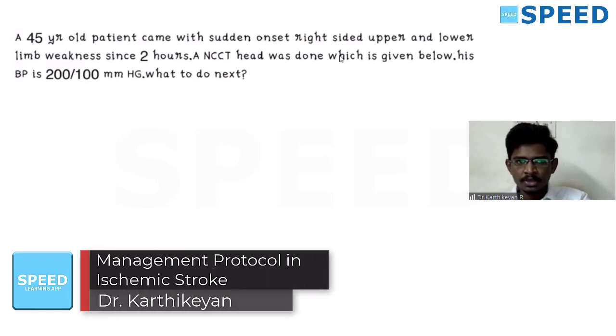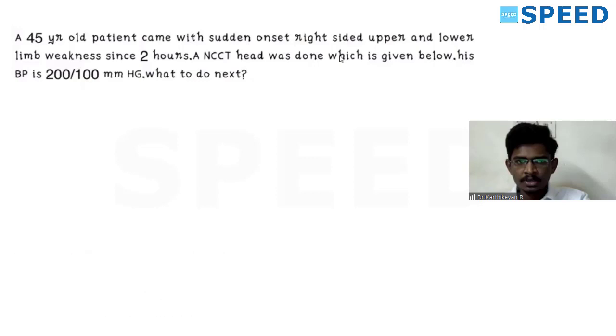So today, from a medicine point of view, we'll see one highly important MCQ, which is most commonly asked with respect to CNS in medicine. Okay. First question: a 45-year-old patient came with sudden onset weakness of the limbs, and since 2 hours, a NCCT head was done, which is given below.